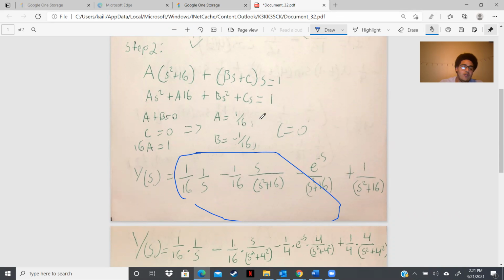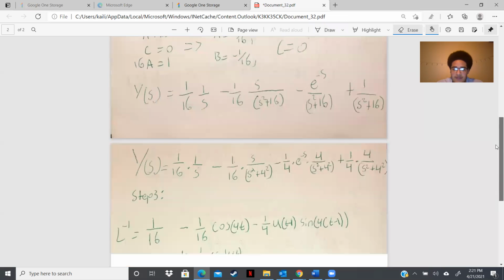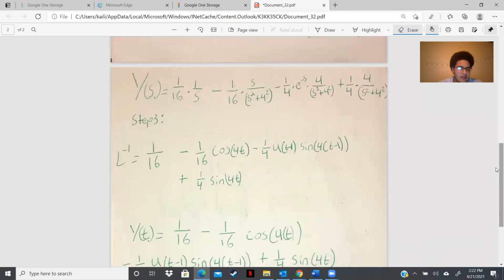And that's going to be 1 over 16 times 1 over s, minus 1 over 16 times s over s squared plus 16. And that right there is an amazing step for us. It's going to make it look much nicer a bit later on. So then I went ahead and switched things around, so step 3 can actually be done.